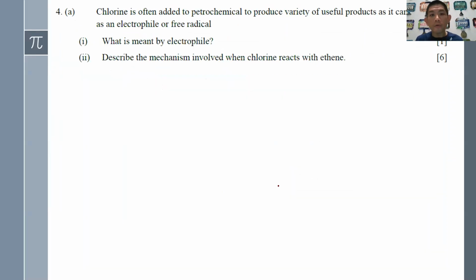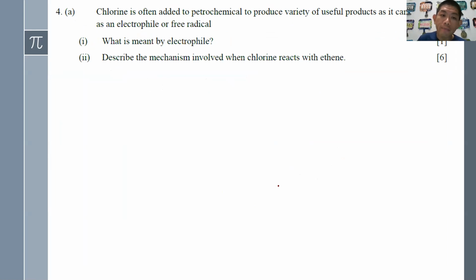So essay question number 4 sounds like this. Chlorine is often added to petrochemicals to produce a variety of useful products as it can act either as an electrophile or a free radical. Number 1, what is meant by free radical? So, what is meant by electrophile?